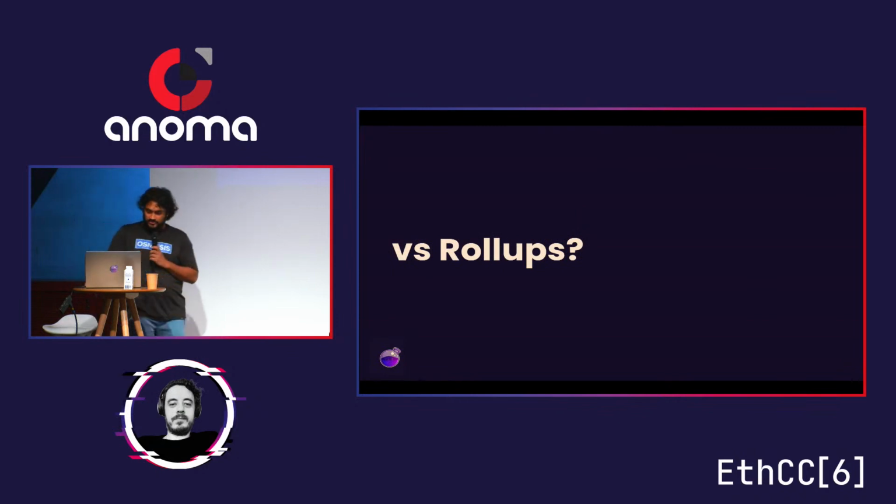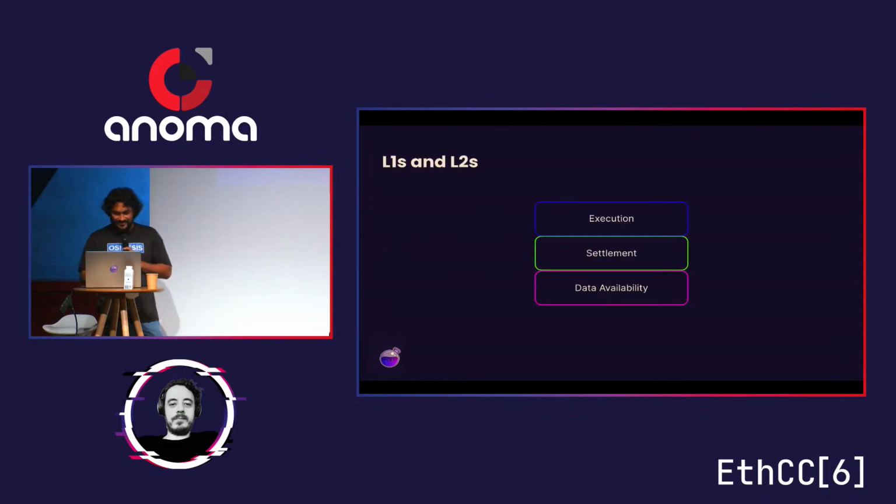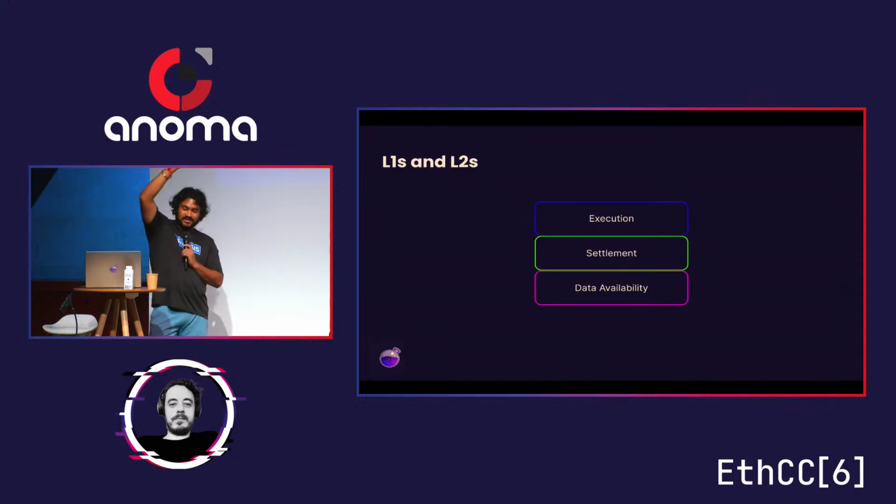Okay, so versus rollups. This is going in a slightly different direction. So far I've talked mostly about economic security. So what is an L1 and L2, right? What is a blockchain as a whole? It's basically these three levels: you have execution, settlement, and data availability.